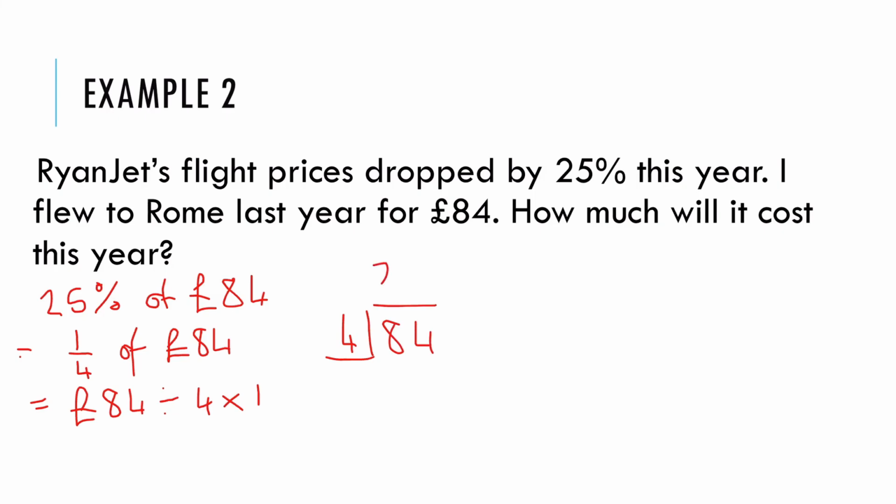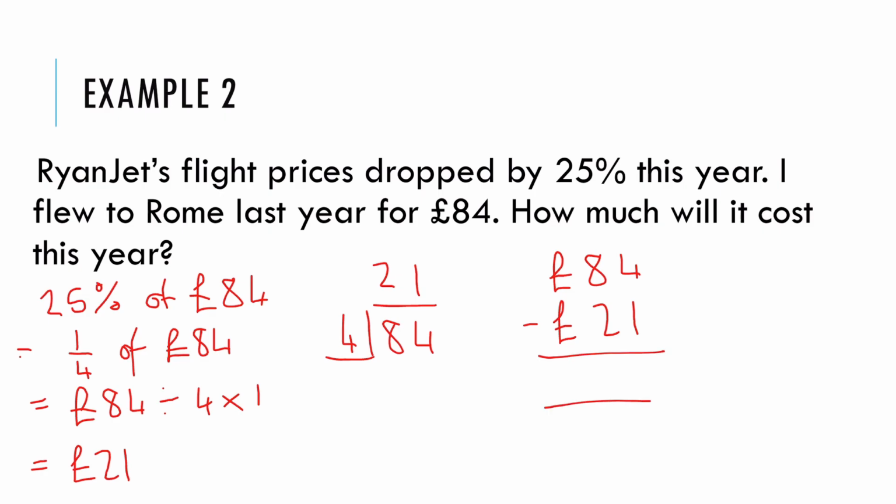4 goes into 84 twenty-one times. Now it says that the flight prices dropped, so we want to take the original flight price of £84 and subtract 21 away. So £63 is how much it will cost this year.